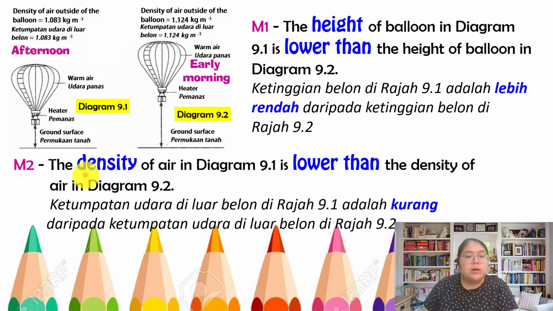Okay, the second one is talking about the density. So from here, for the density, we just straightforwardly see the words, the information the question gives you. So that means the first one is lower, the second one is higher, is it? So you just answer: the density of the air in diagram 9.1 is lower than the density of the air in diagram 9.2. Okay, we just answer straightforwardly. So from here, we can get the second mark already. Then we go to the third comparison.